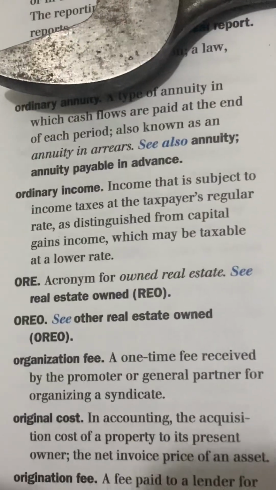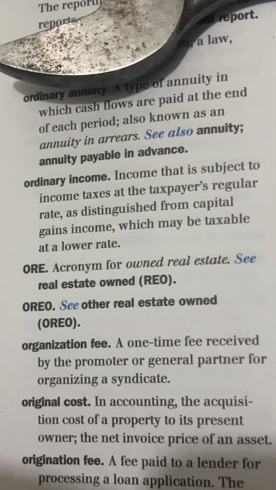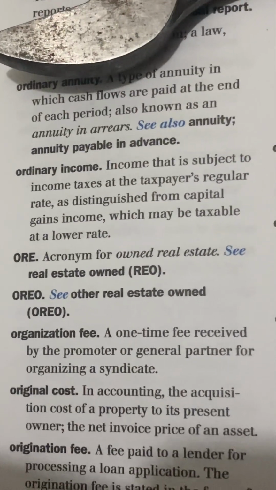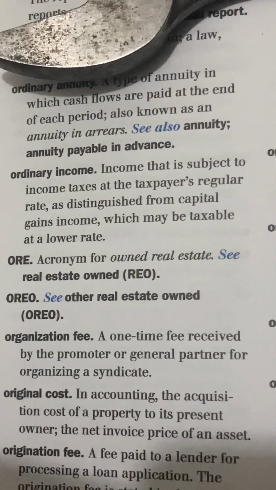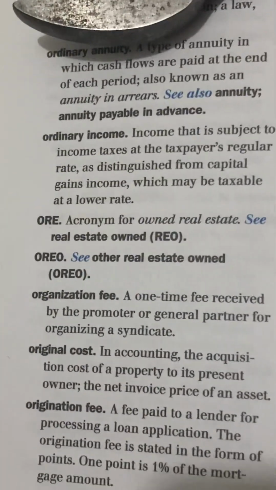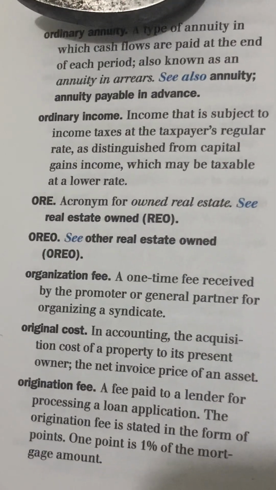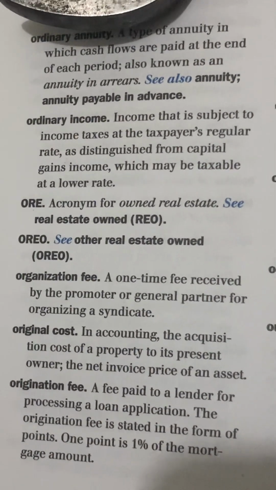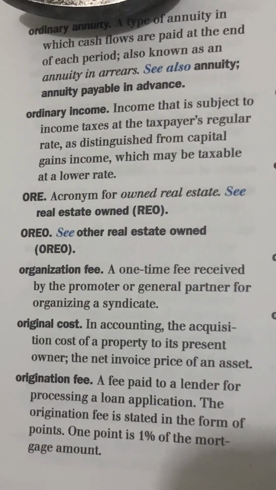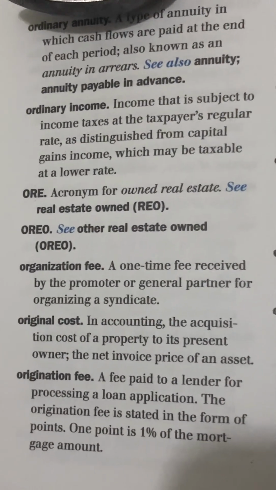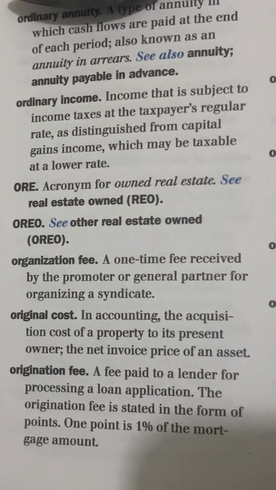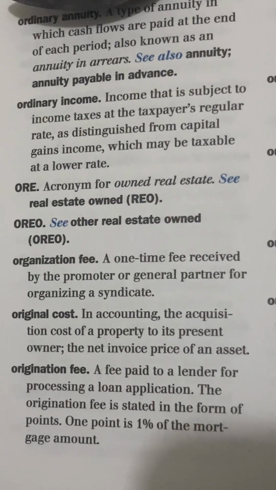Ordinary income. Income that is subject to income taxes at the taxpayer's regular rate, as distinguished from capital gains income, which may be taxable at a lower rate. O.R.E., acronym for owned real estate. See real estate owned, REO. OREO. See other real estate owned.